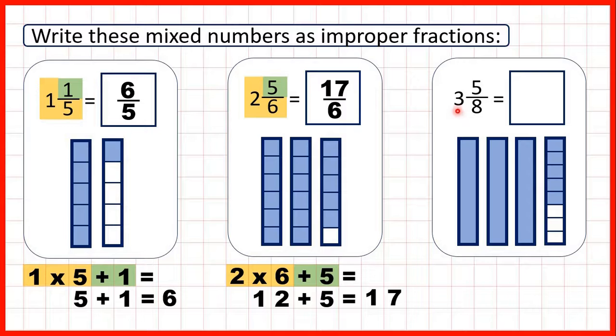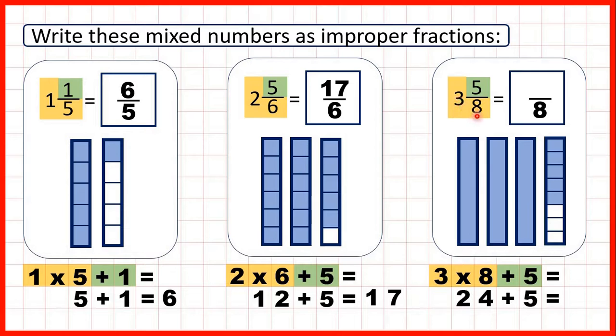Finally, we have 3 and 5/8. Again, the denominator stays the same, and this time we need to multiply 3 by 8, so multiply our whole number by our denominator, and then we can add the numerator. So 3 times 8 is 24, and if we add the 5 from our numerator, that gives us 29 as the numerator of our improper fraction.